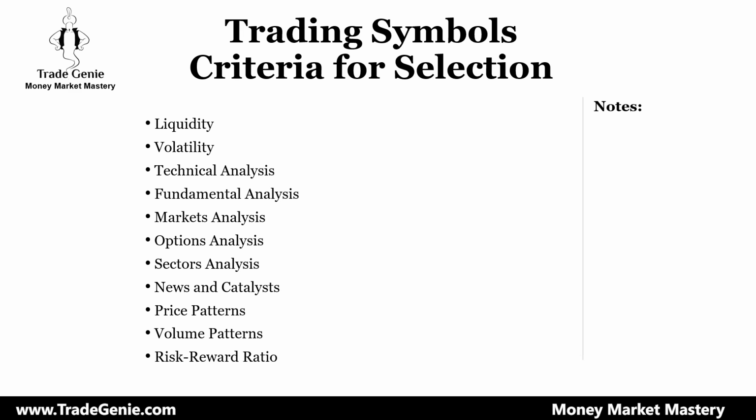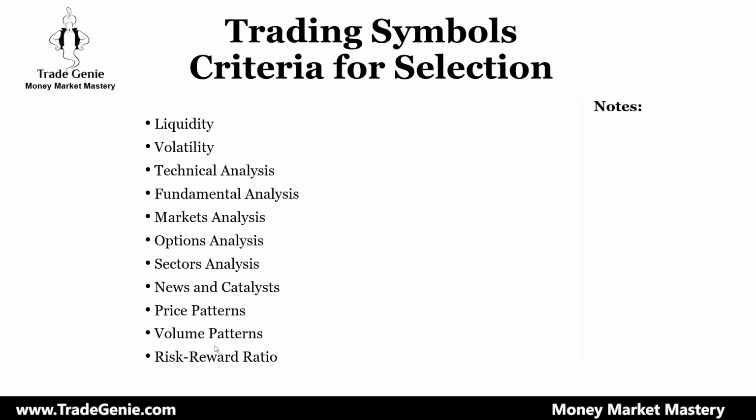Symbols are just like, name it, dog, cat, lion, tiger, whatever it is, it moves. So based on the liquidity, volatility, and technical analysis, you can perform technical analysis, such as when it has data of 2 years. If you don't have the data of 2 years, you cannot analyze it. Such as an IPO, you cannot analyze. You have to rely 100% on fundamental analysis, market analysis, option analysis, sector analysis, news and catalyst. That is, the stock is always in the news. The price pattern, it creates a price pattern which you can read properly.